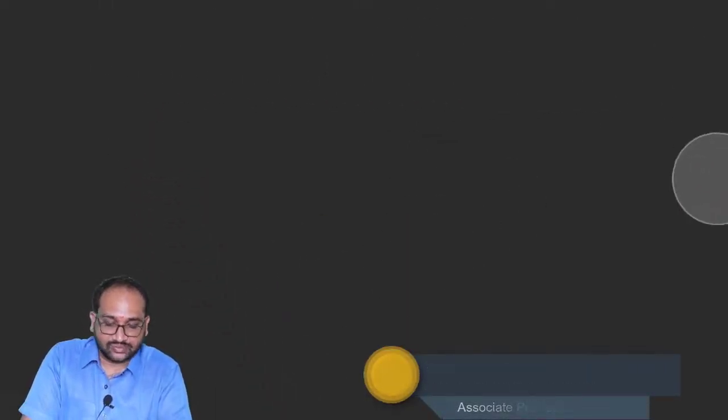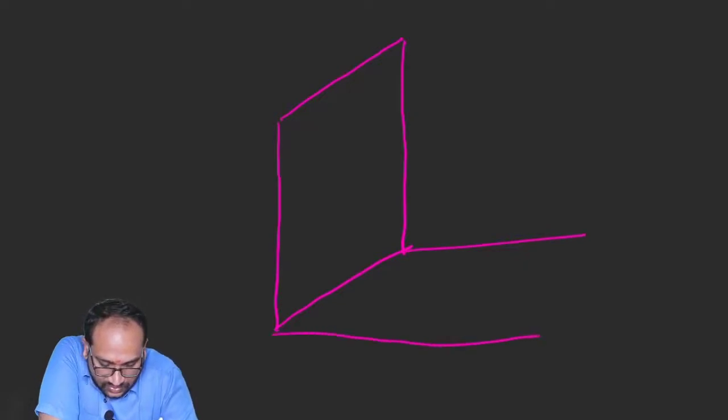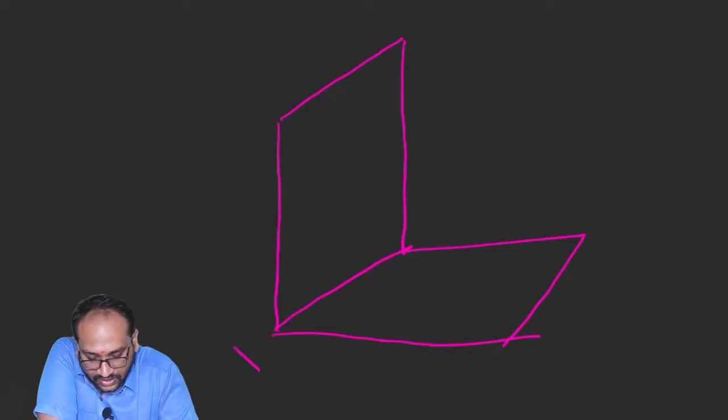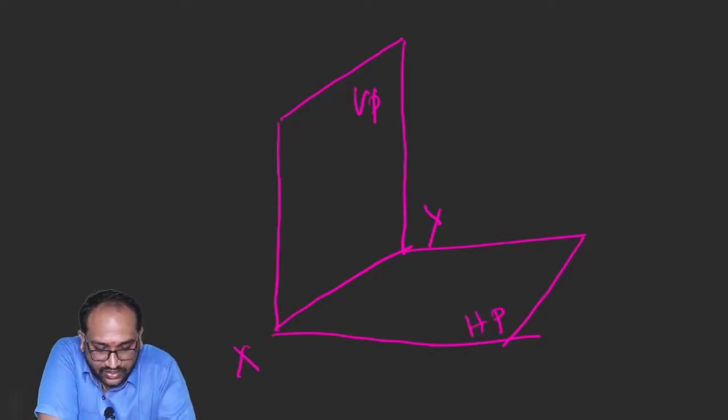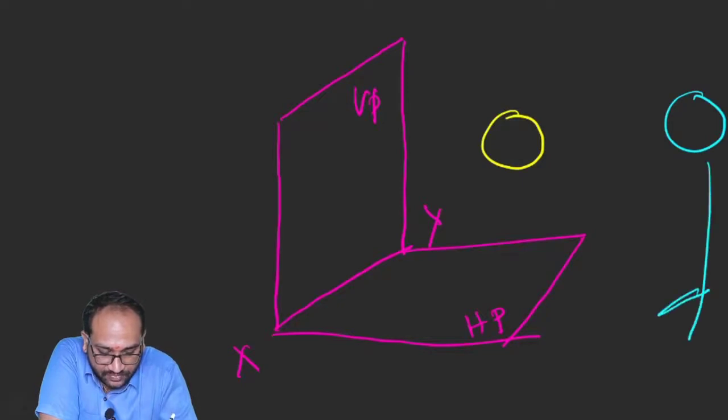Now we will discuss one by one. This is XY reference line. This is VP. This is HP. And this is the object. Observer sees the object in this direction.